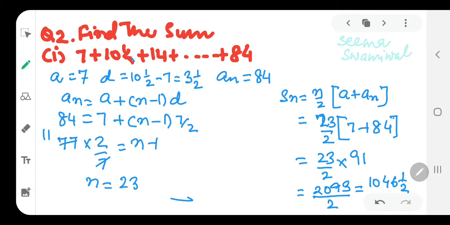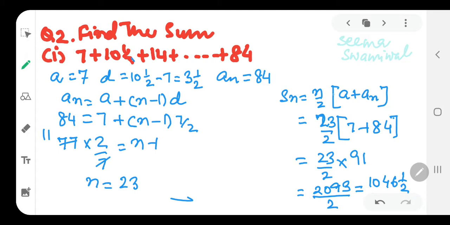Find the sum of this AP. You are given question number 2, first part, 7 plus 10 and a half plus 14 and up to 84. When you move like this in this AP, you have to find the sum until you get 84. So you don't know which term this is. And in the formula of Sn, you have to put the value of n also.